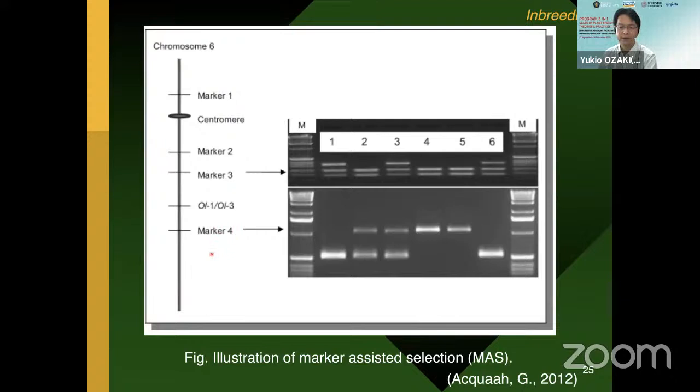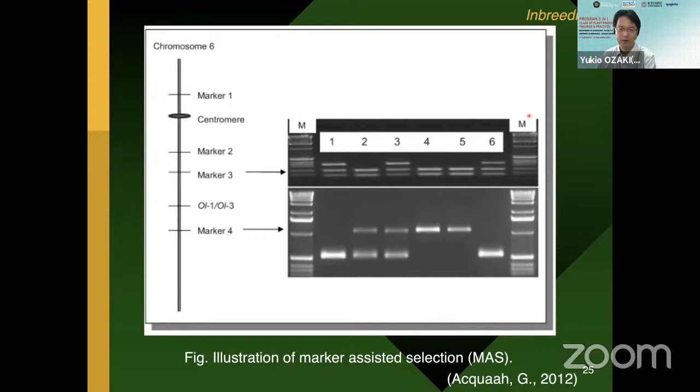On the right, electrophoretic patterns of PCR markers showing marker genotypes of 6 plants. The upper panel is for marker 3 and the lower panel for marker 4. Plants 1 to 4 are different individuals of crossed progeny. Plants 5 and 6 are parental plants that are susceptible and resistant to tomato powdery mildew, respectively. M indicates the DNA size marker, a 1 kilobase ladder.